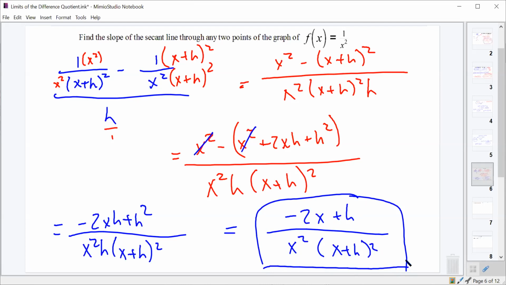Wait, isn't it minus h squared? Oh, yeah, it is. I swear I said to distribute that minus sign, didn't I? And then I didn't do it myself. Minus. Perfect. Now it looks good. Thank you. Any questions or issues with that?